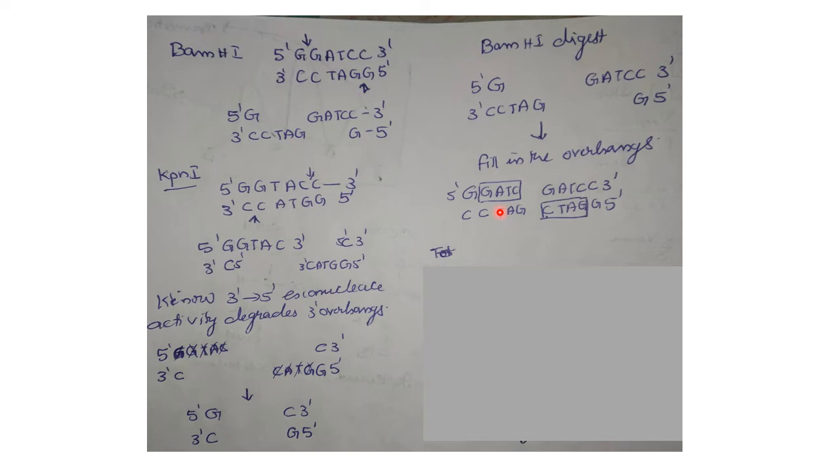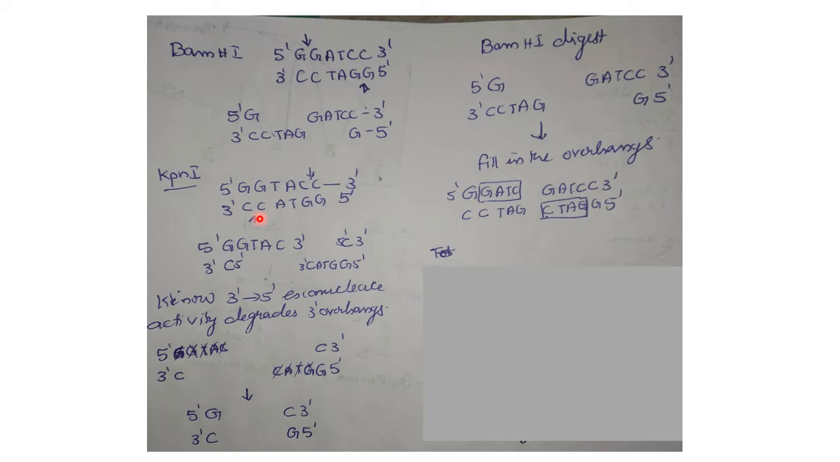Another way of blunting is by chewing back the overhang using exonuclease activity. Klenow has 3' to 5' exonuclease activity, and I showed you in the case of KpnI, which has 3' overhangs, this particular region is chewed off and it has created blunt ends. And now you can clone into your plasmid. So the answer will be option C, that is, digest the insert with KpnI, as in here.